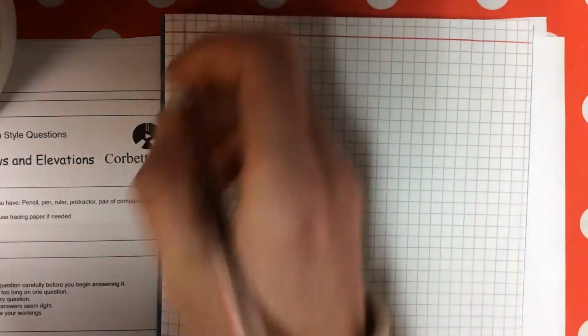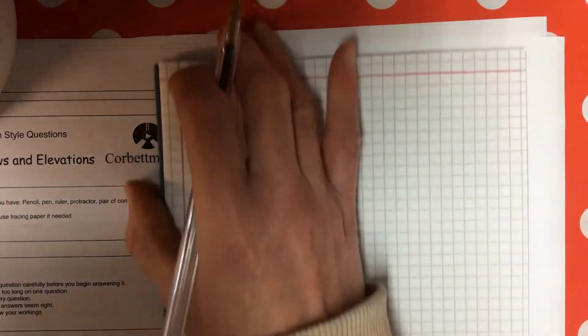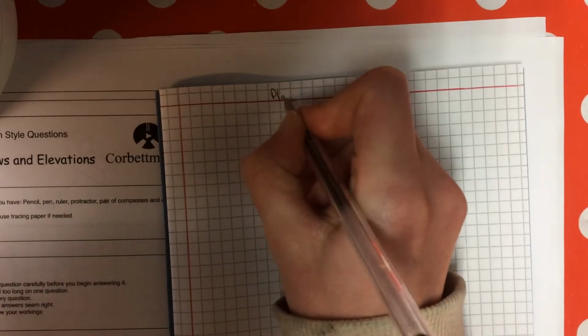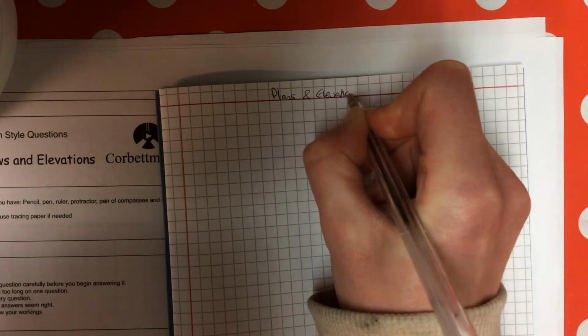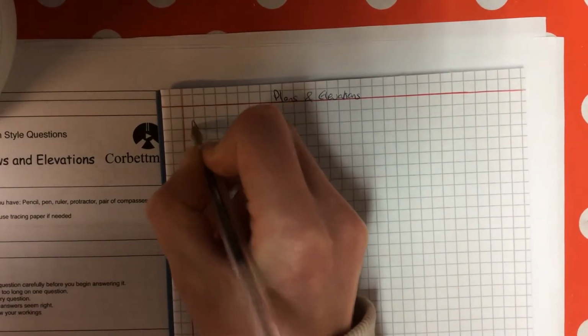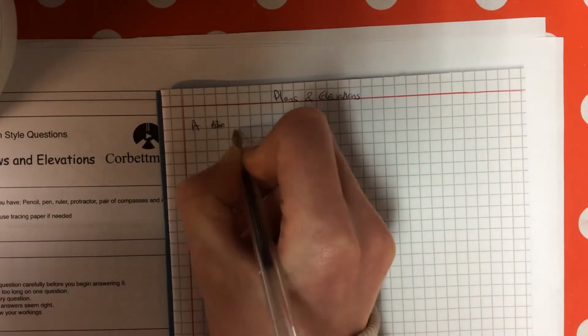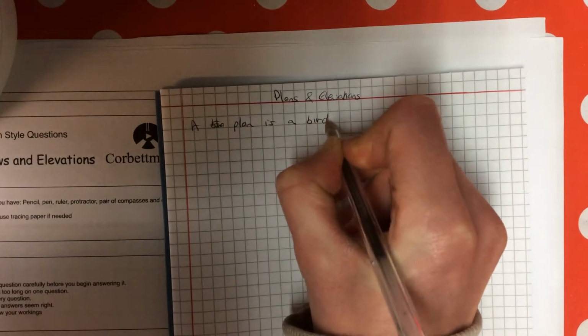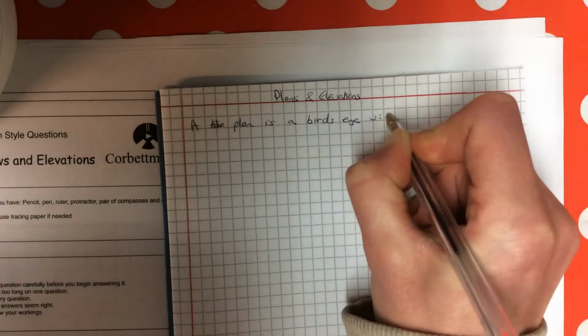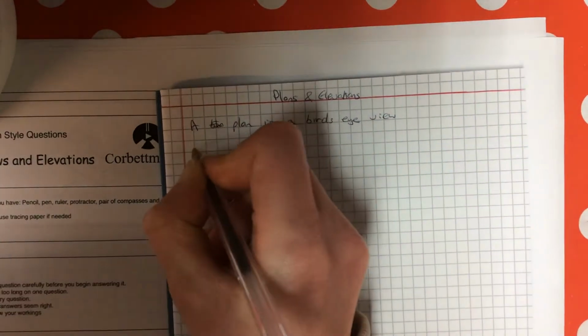Okay, so we're going to have a go at doing plans and elevation. So in your notes, if you take down the title, Plans and Elevations, and I'd like you to take down this sentence. A plan is a bird's eye view. So that's looking down at something.